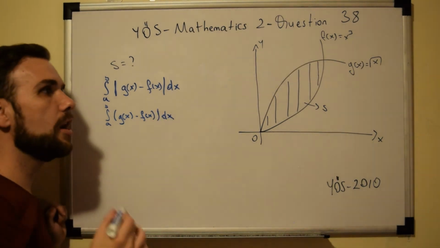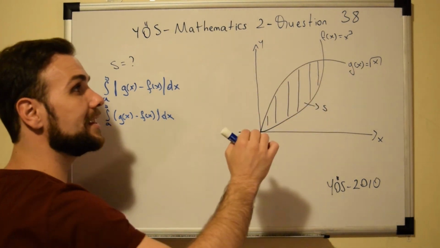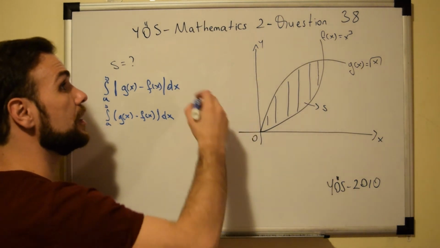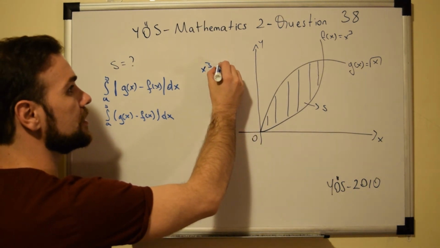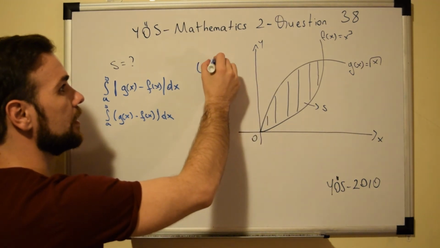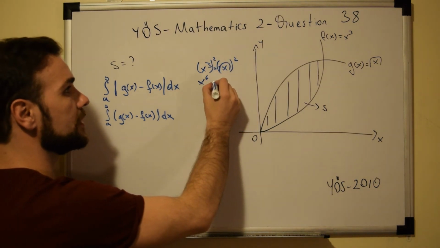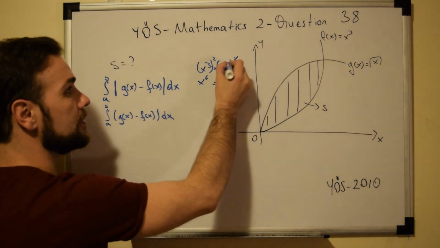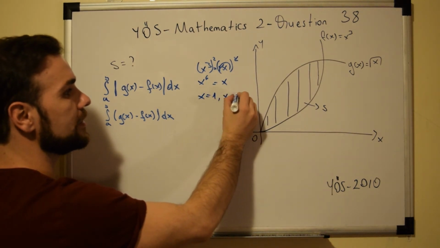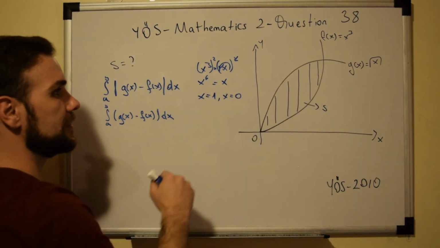Now we have to find the common points that these two functions share. So what do we do? The common points are the points where these two functions are equal to each other. So we have x to the power of 3 equal to the square root of x. We take the square of both sides. So we have x to the power of 6 equal to x. So the values of x are 1 and 0. So these are the two common points that these two functions share.